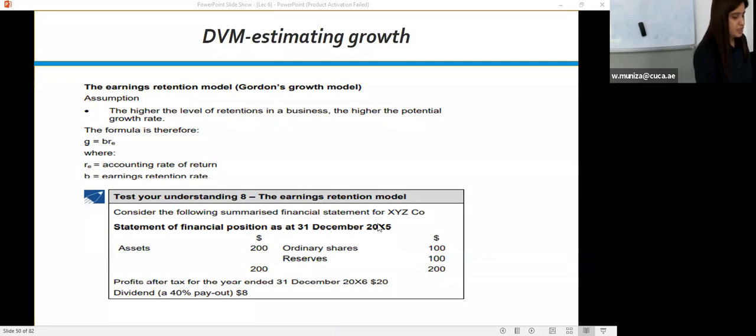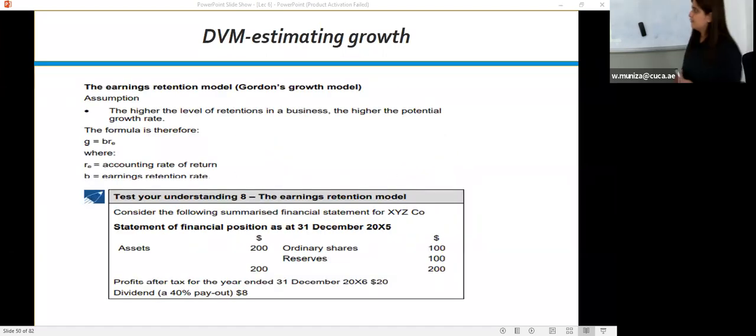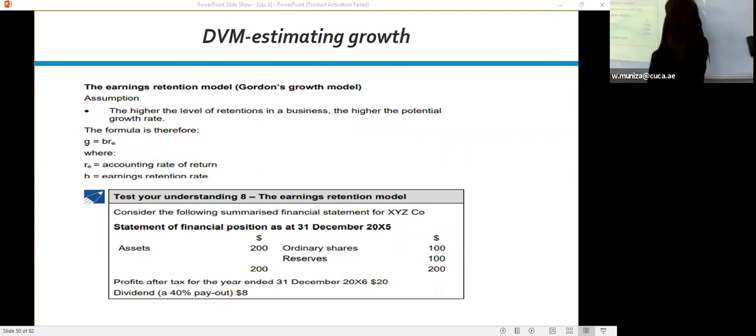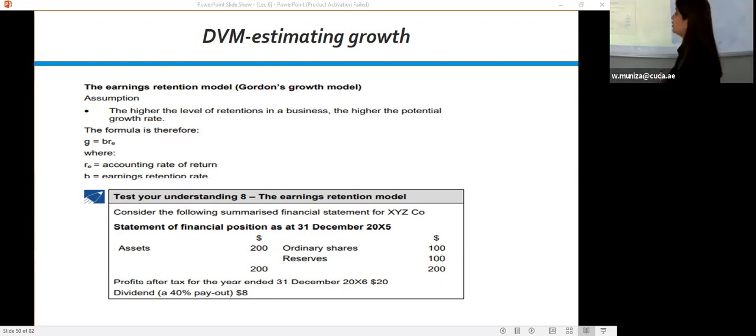So we have been given the condition of 2005 and the condition of 2006, and they are asking the growth rate in 2007. My dear students, because we are in Gordon's growth model, the formula is growth equals B into RE, where B is the retention rate. They say, consider the following summarized financial statements for XYZ. This is the position for 2005. Profit after tax for the year ended 31st December 2006 is 20. Students, RE is the accounting rate of return, that is return on capital employed.